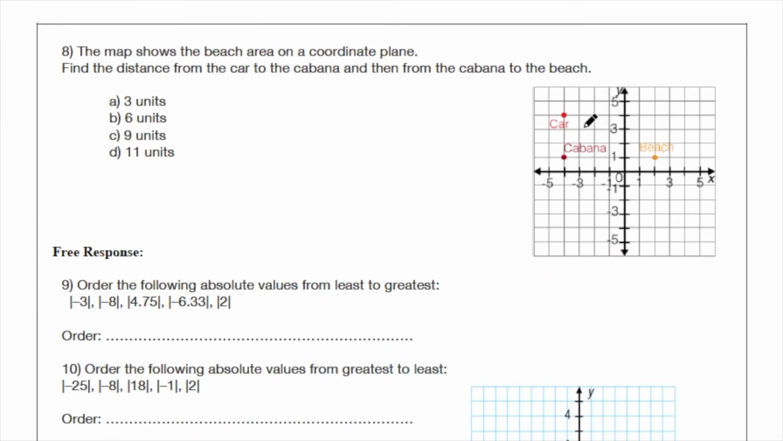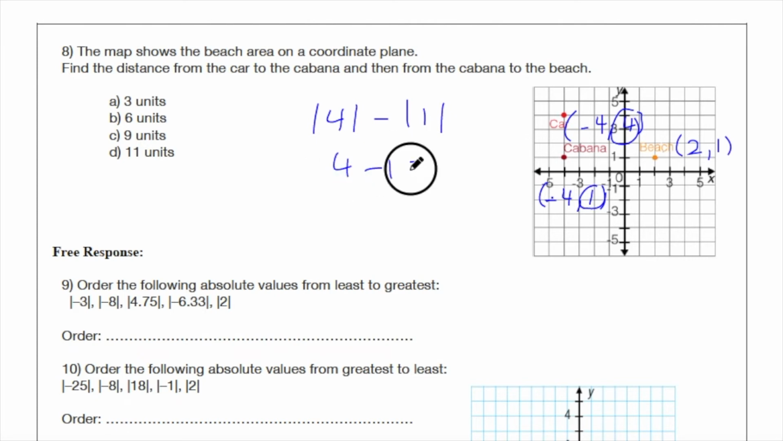Next question. The car has coordinates negative 4 and 4. And here the cabana has negative 4 and 1. And the beach has 2 and 1. First, we need to determine the distance between the car and the cabana. We have the same x component. So now the distance from the y component is 4 and 1. So 4 and 1 have the same sign. So we're gonna subtract, 4 minus 1 equals 3.